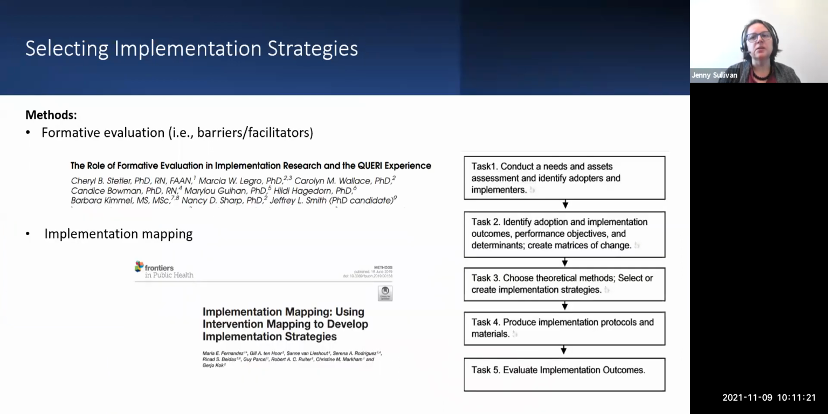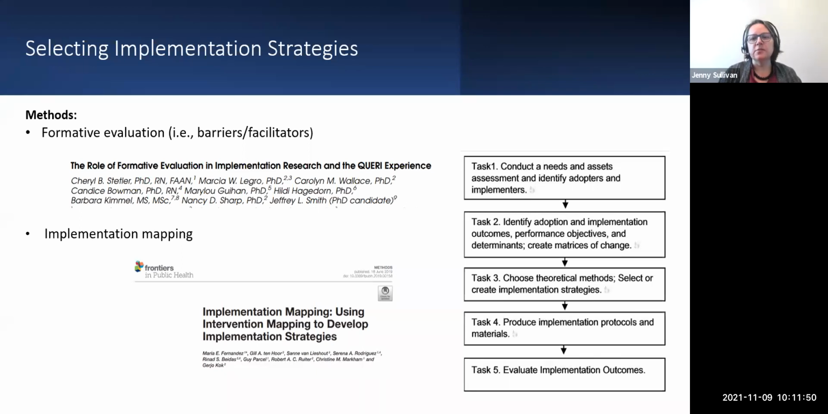Additionally, we need to consider which methods to use to help you select strategies. So one method would be formative evaluation, which Stetler defines as a rigorous assessment process designed to identify potential and actual influences on the progress and effectiveness of implementation efforts. And this occurs at every stage of the evaluation. The method provides you with an understanding of factors affecting implementation, such as barriers and facilitators.